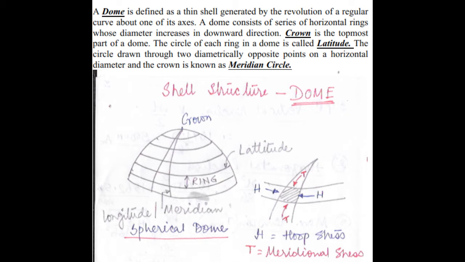And then comes the meridian circle. A meridian circle is that circle which is drawn through two diametrically opposite points on a horizontal diameter and the crown. So that is called the meridian circle. Please see the diagram: the crown, latitude and meridian, and what is a ring. Meridian is also called the longitude. So here I have given the diagram of the spherical dome, and here I have discussed what is the hoop stress and what is the meridional stress.